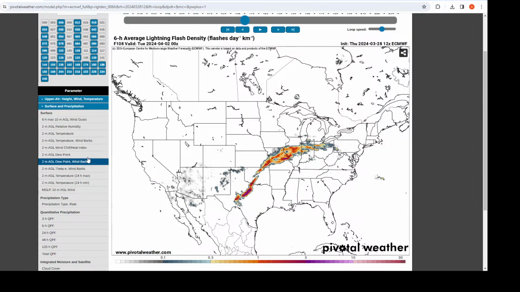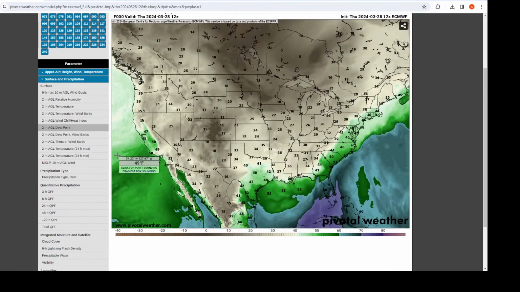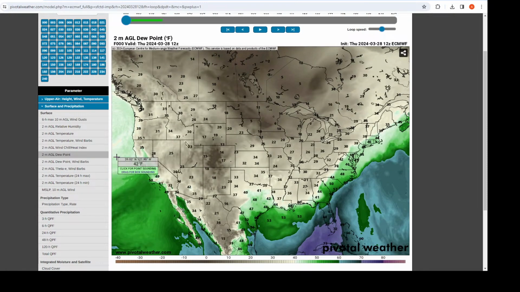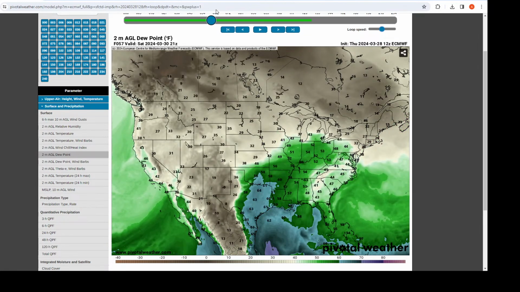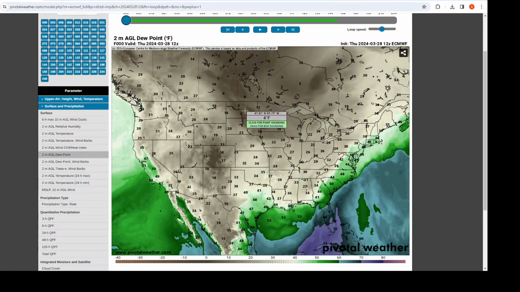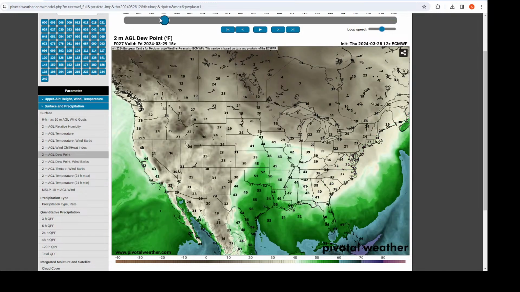So another thing that we really need to look at is our dew points. Storms need higher dew points to really get going, especially the bigger storms. So as you can see, there is literally no moisture right now. Very, very low moisture in the atmosphere.